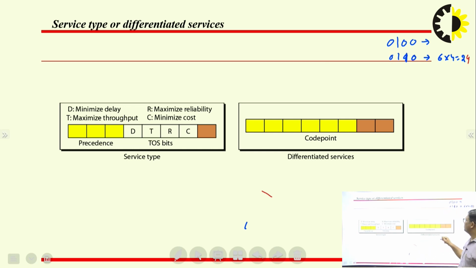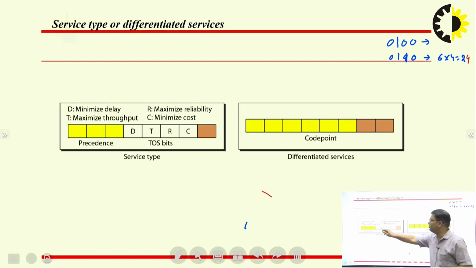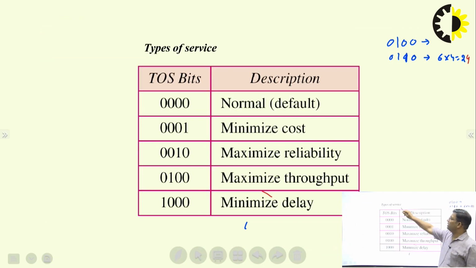Okay. And this is the differentiated services. In a later slide, we will discuss the differentiated services. In the differentiated services, the last 2 bits are unused. So the first 6 bits are in use. Okay. So the precedence subfield was part of version 4 but never used. We have already discussed that these 3 bits we are not using. So this is the type of services.